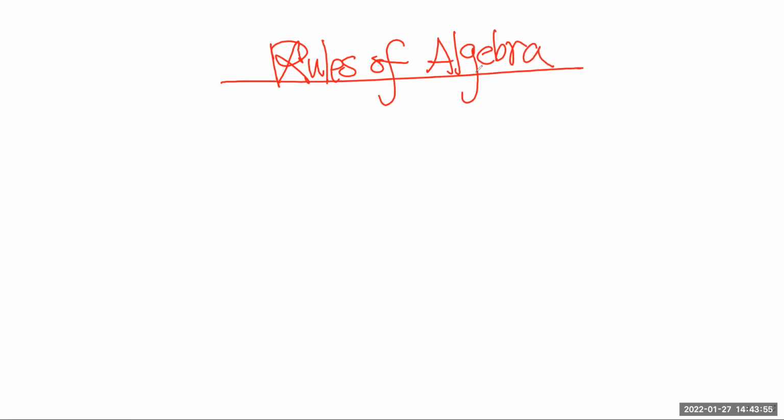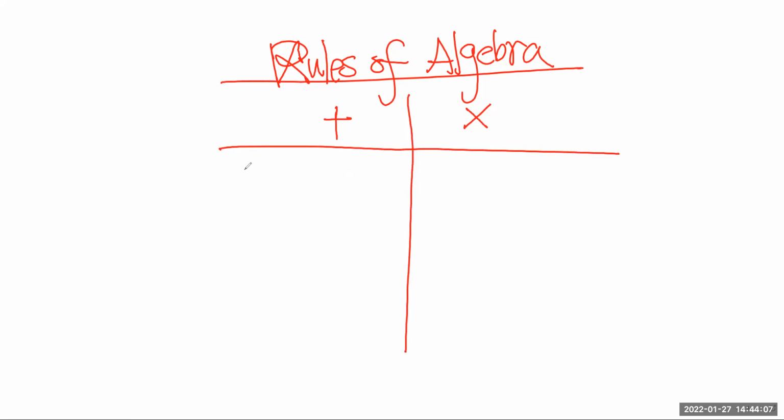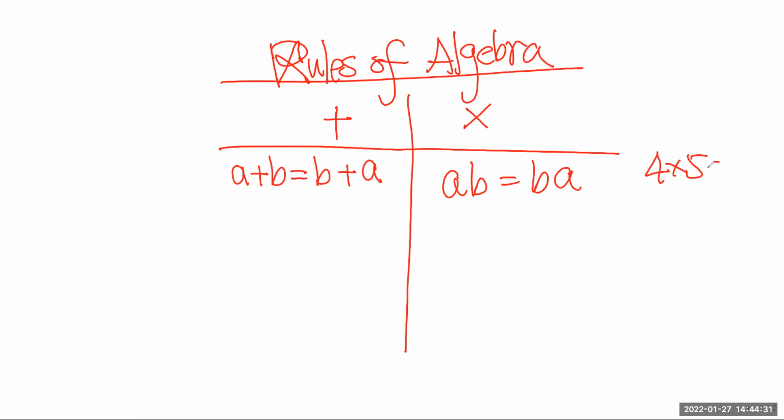So when we're dealing with algebra, we're dealing with two operations, or operators, plus and multiply. Now the first rule is A plus B equal to B plus A. So that means when you add two numbers, the order does not matter. And also when you multiply two numbers, the order doesn't matter either, right? 4 times 5 is the same as 5 times 4. So this has a name. This is called the commutative property.